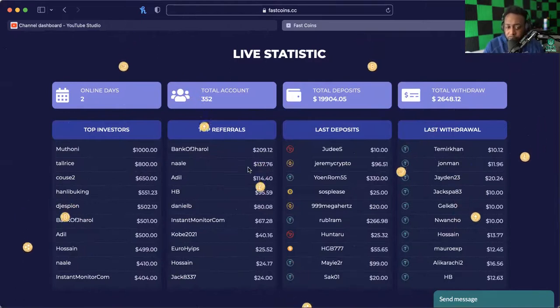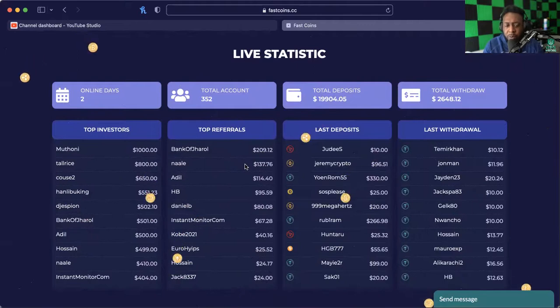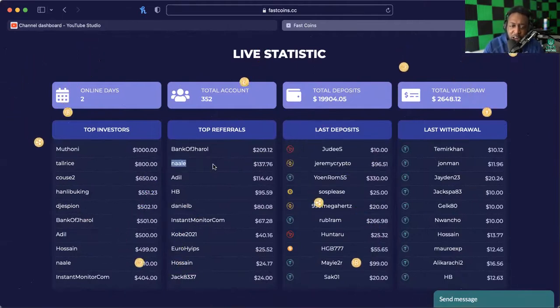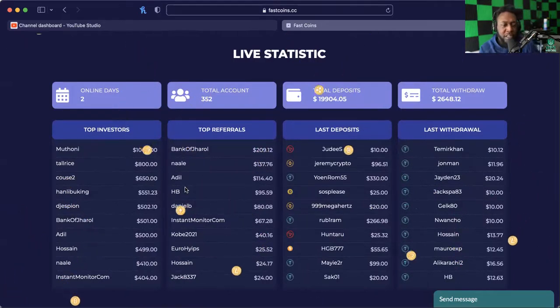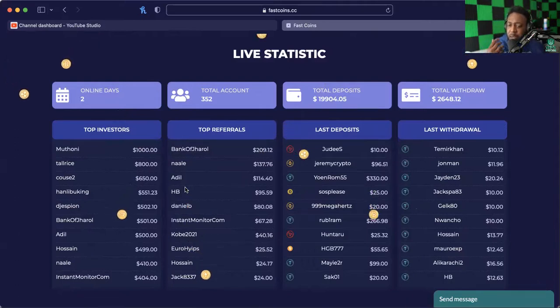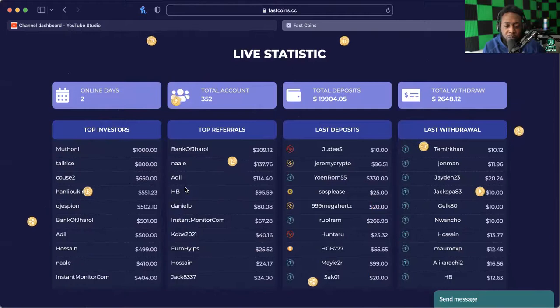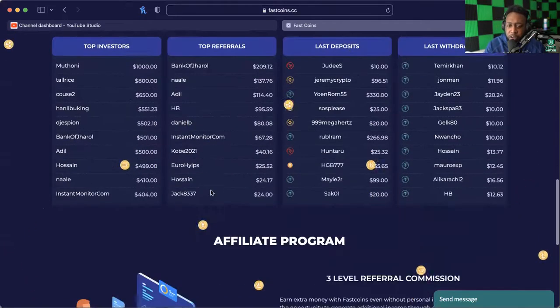However, we're talking about this top referral space. We like to see a few names that we're familiar with. I see Nail, so shout out to Nail. I see InstantMonitor.com. Shout out to you, InstantMonitor.com. I see HB. Shout out to HB. So some of these names I've seen before, but also it's cool to see some new names showing up in the space as well. So shout out to everyone in the top referrers category.